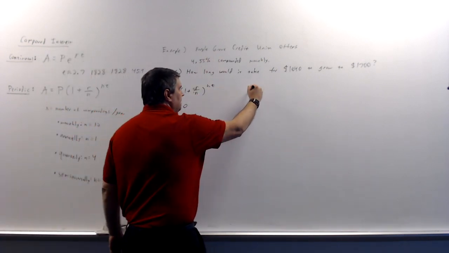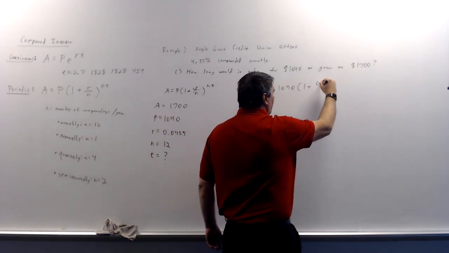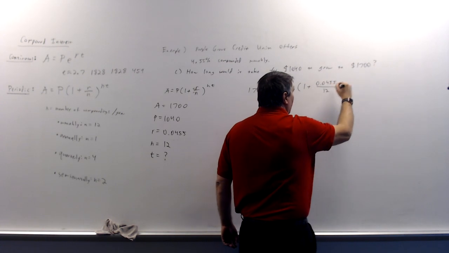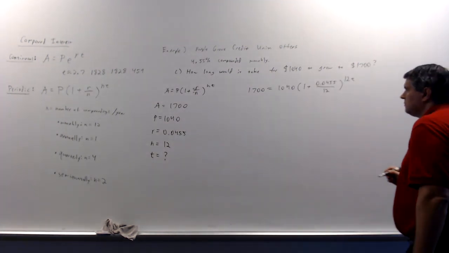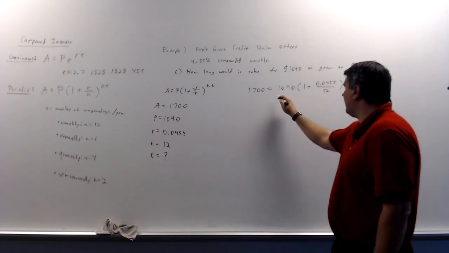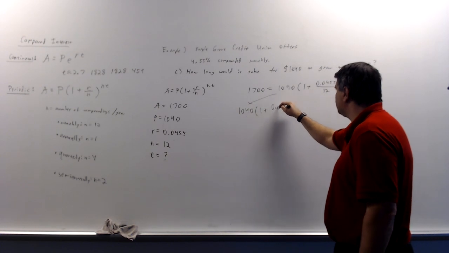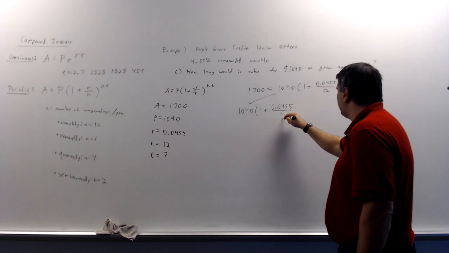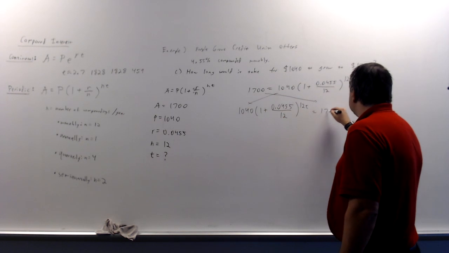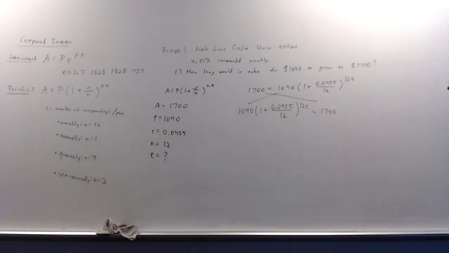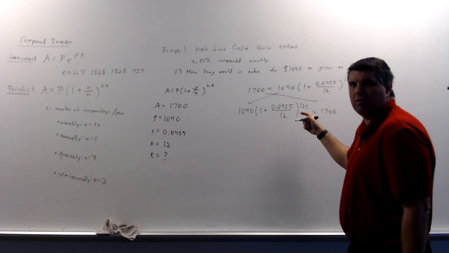So I want to know how long it will take for 1,700 to equal 1,040 times 1 plus 0.0455 over 12 to 12t power. T is my unknown, so I'll go ahead and switch the sides. So 1,040 times 1 plus 0.0455 over 12 to 12t power equals 1,700. I like to have my unknowns on the left. A lot of math people do.